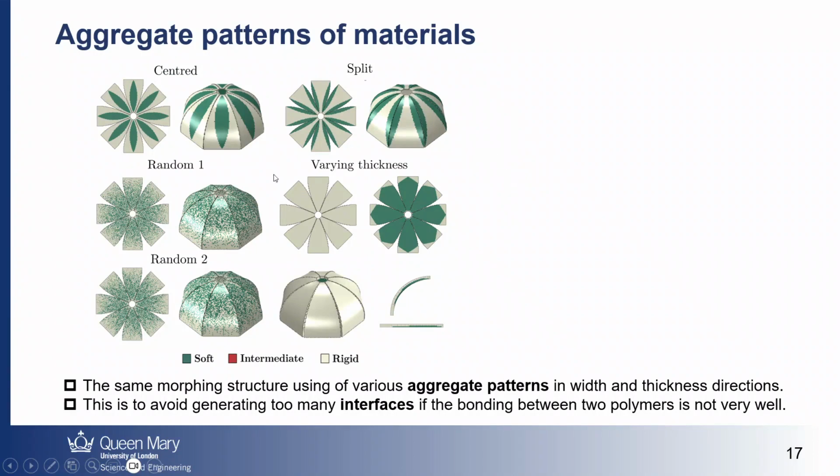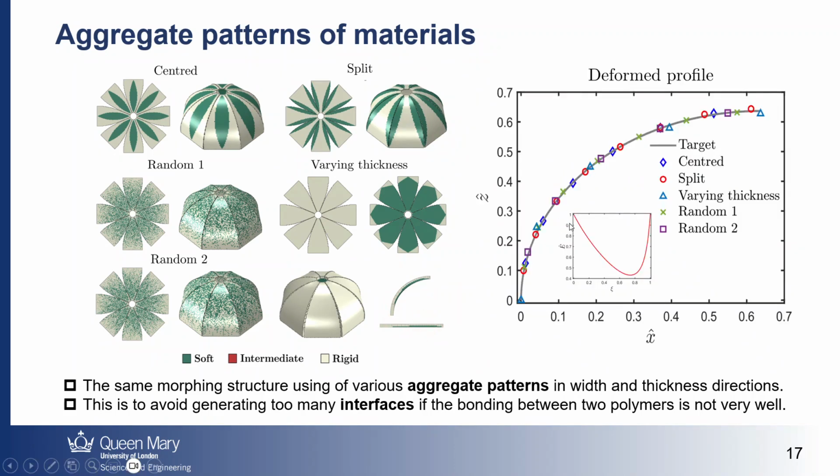The previous patterns are random patterns. You may ask the question, why not use aggregated patterns, such that you can put the same material together to avoid generating too many interfaces? So we actually tried that, and this groups some of the material, like the rigid material, together either in the in-plane direction or out-of-plane direction, as shown here. And now you can see the deformed profile is also very good. So that means we can at the same time use aggregated patterns to achieve that.